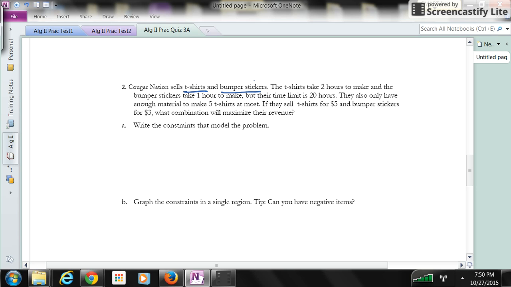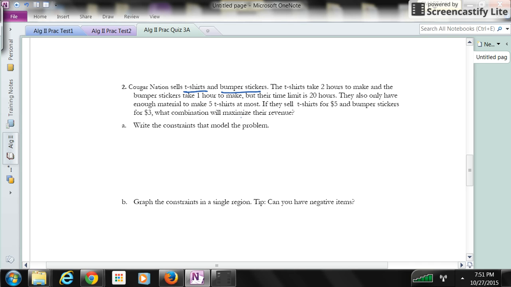Trying to sell t-shirts and bumper stickers. T-shirts take 2 hours to make. That rhymed. And the bumper stickers take 1 hour, but their time limit is 20 hours. They also only have enough material to make 5 t-shirts at most. If blah, blah, blah. Notice how I'm stopping there, because with these kinds of problems I want to worry about the constraints before my objective, in this case, the payoff function of selling stuff.